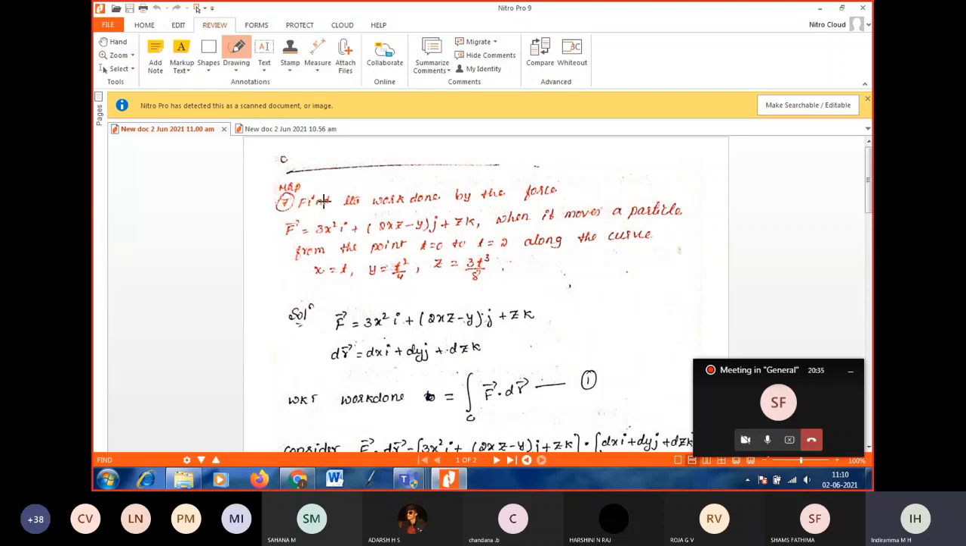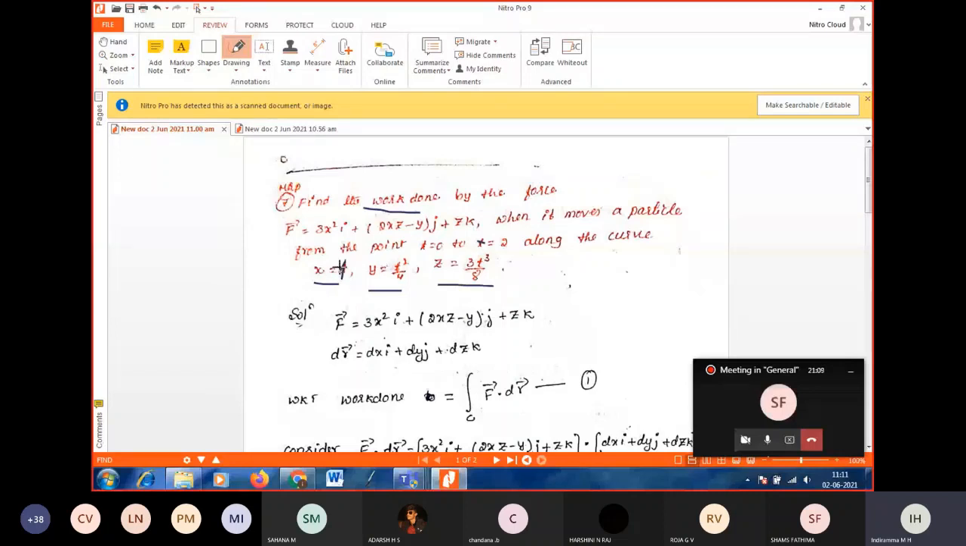Okay, write down the 7th question. This is your model question paper problem. Find the work done by the force vector F equal to 3x square i plus (2xz minus y) j plus z k cap, when it moves a particle from t equal to 0 to t equal to 2, along the curve x equal to t, y equal to t square by 4 and z equal to 3t cube by 8.